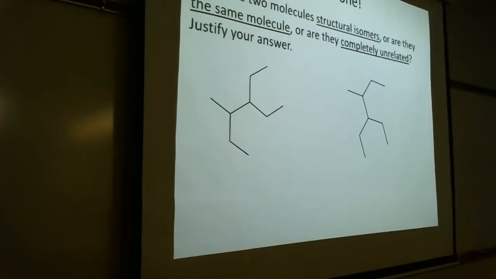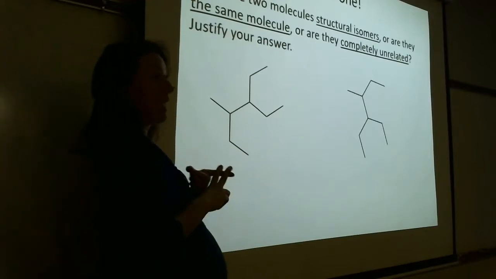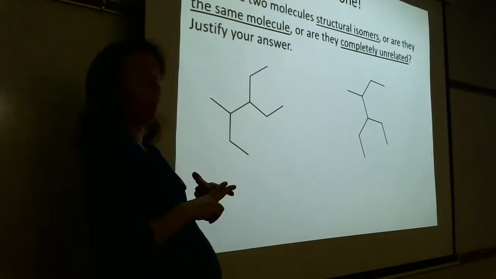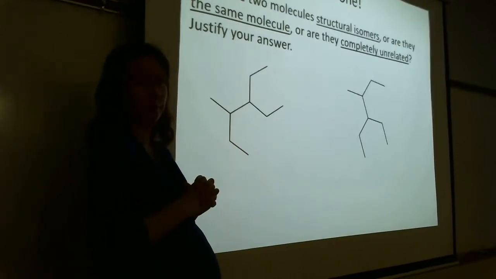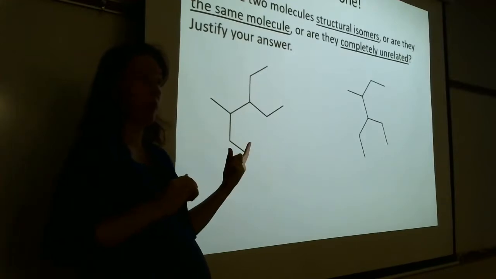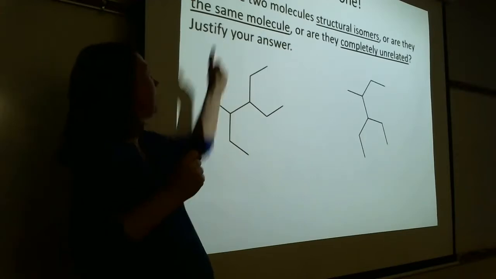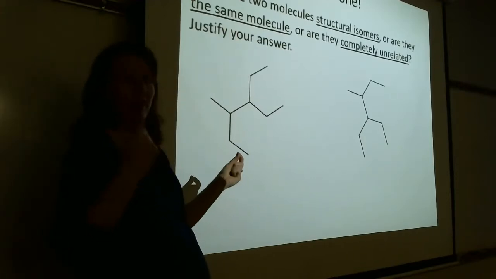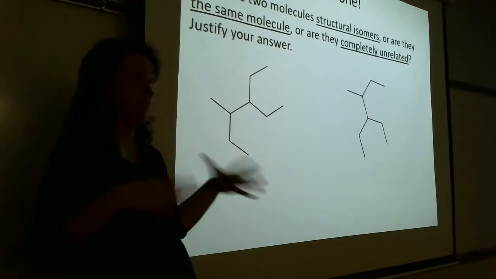Okay, here's a problem for you to do. Look at these two molecules and decide, are they structural isomers? Are they the same molecule, just drawn differently? Or are they totally unrelated, no relationship whatsoever? So what are the criteria? To be structural isomers, they have to have same formula, different name, right? To be the same molecule, they would have the same formula and the same name. And to be unrelated, they would have different formulas altogether.